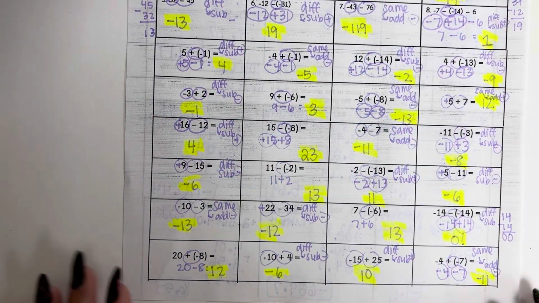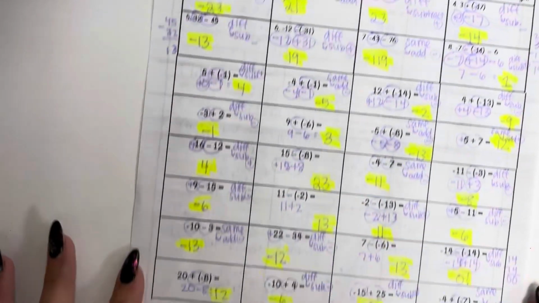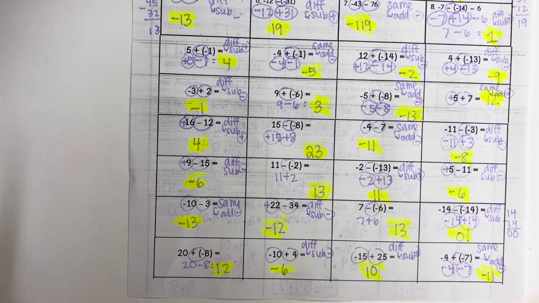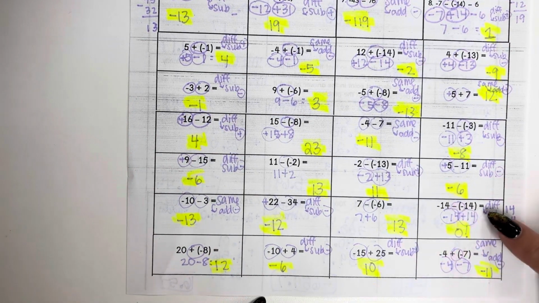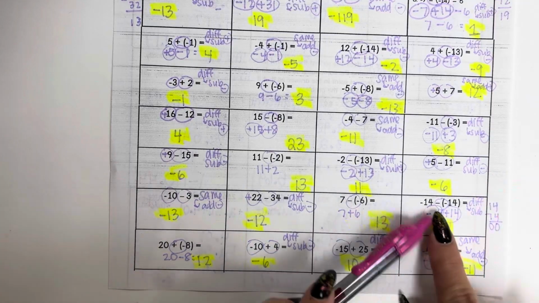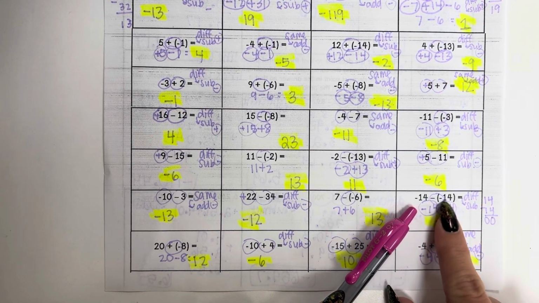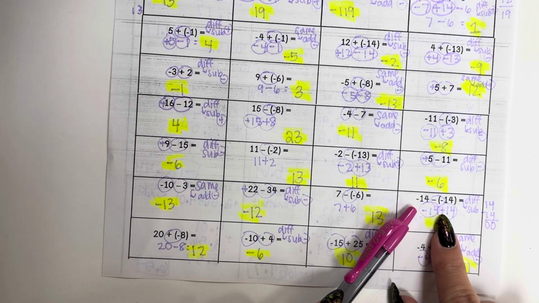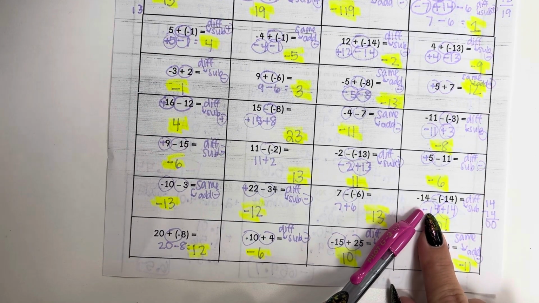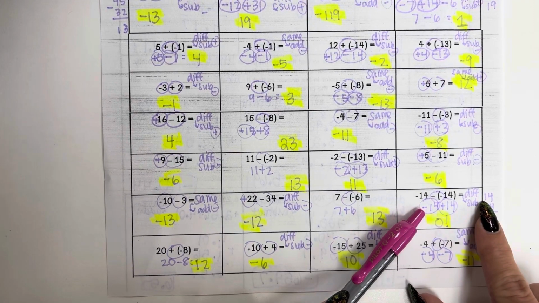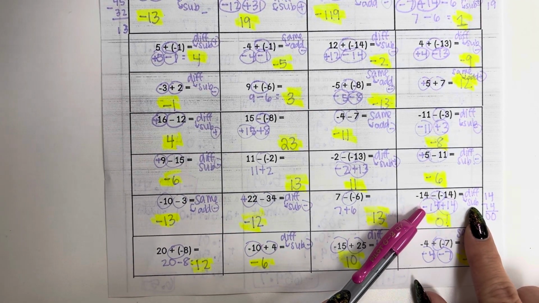Okay, so here are the answers for the remainder of this page. I do want to point out just kind of a goofy one, or one that you may have questioned yourself on. Right here towards the bottom, we had negative 14 minus negative 14. Cleaned up the sign, those two negatives make a positive. So negative 14 plus 14. They are different signs, so that means we're gonna subtract.